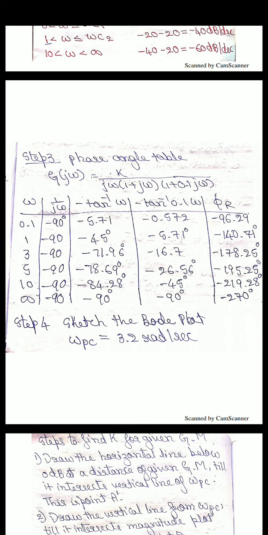Next, step 4, you need to sketch the Bode plot diagram. From that diagram we need to find omega pc. What is omega pc? It is the phase crossover. After plotting the phase angle graph from the phase angle table, it will cross minus 180 degrees. You can see in this diagram, it is crossing minus 180 degrees.